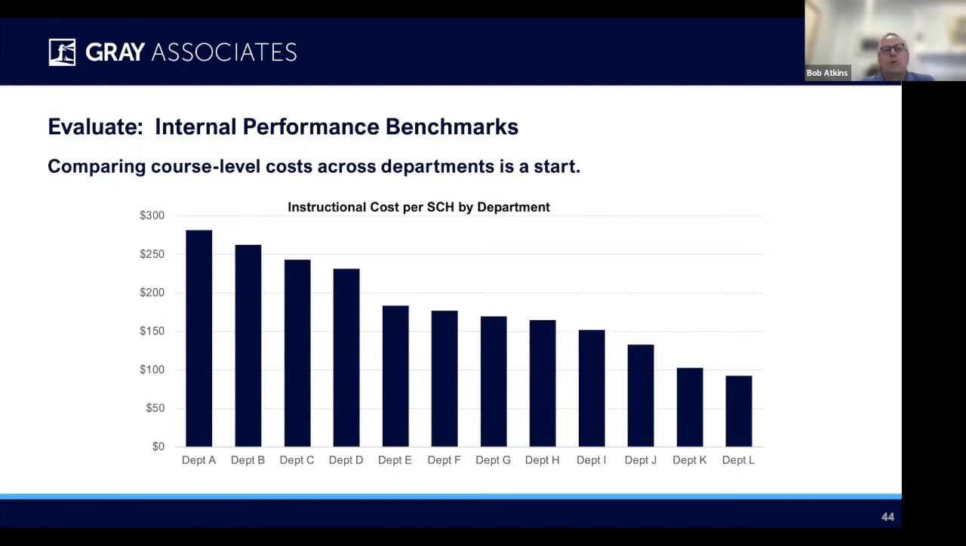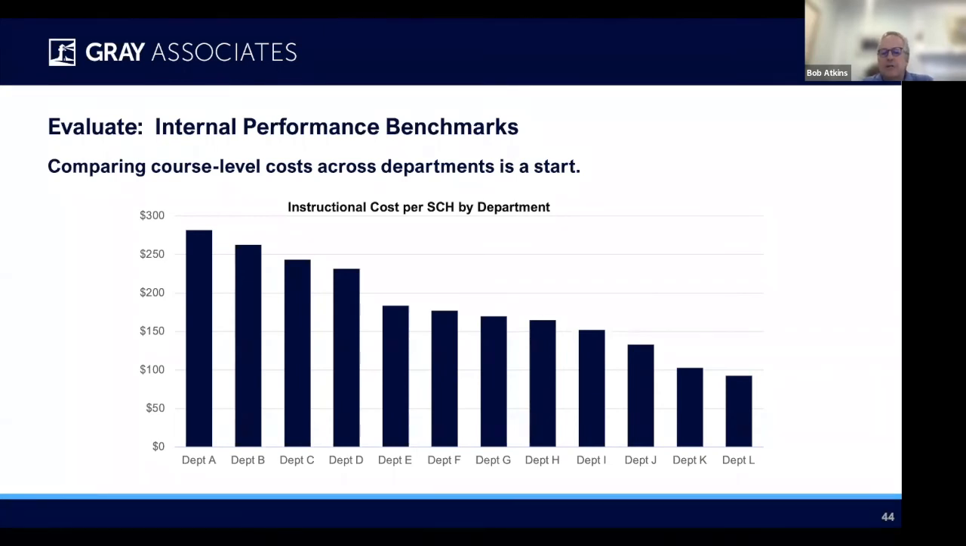So comparing course level economics across departments is interesting. Here we're looking at cost per student credit hour. But when you do this, you're going to get all sorts of pushback that the cost per student credit hour is intrinsically higher for this program versus that program. And it's actually true. It is.